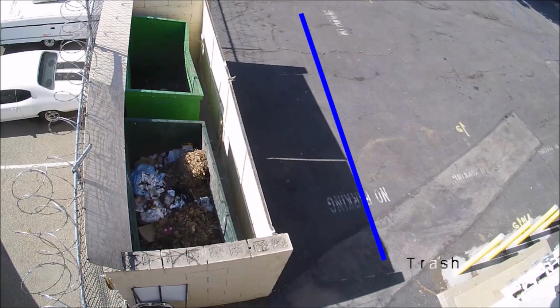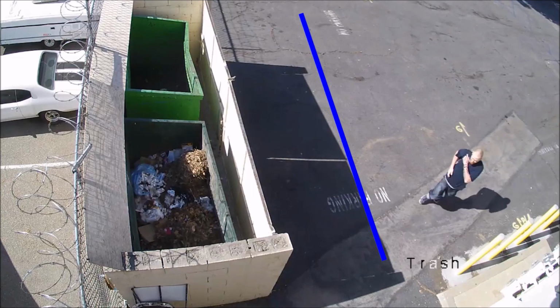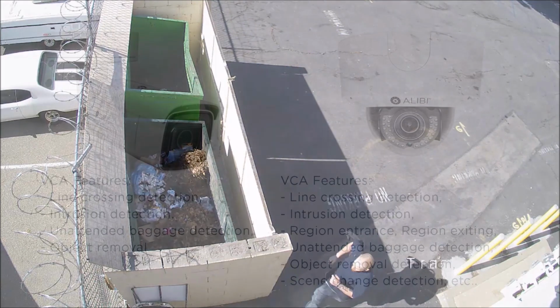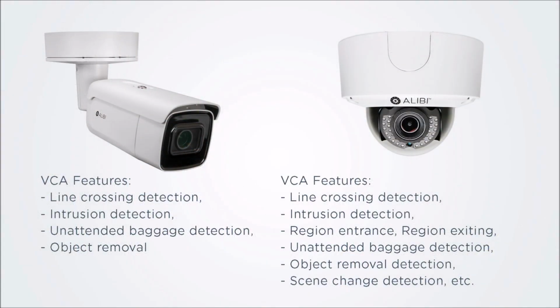You can configure line crossing to detect if an object moves across the line in just one direction or crosses the line in either direction. You can also set the sensitivity of the detection. Most VCA-capable Alibi cameras can perform line crossing analysis.